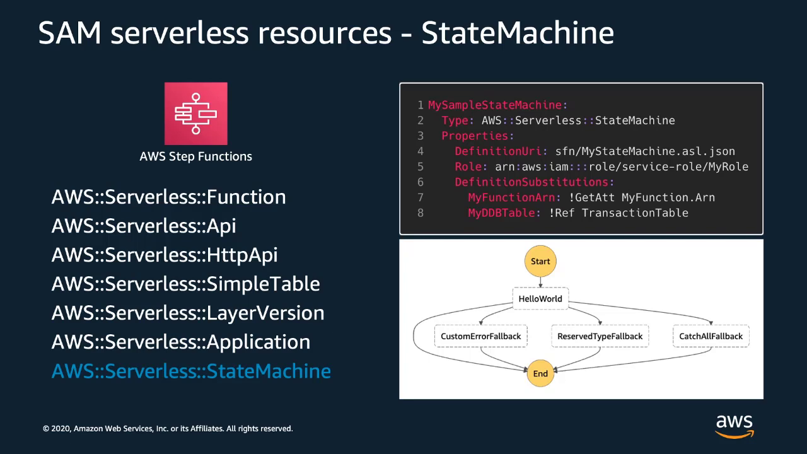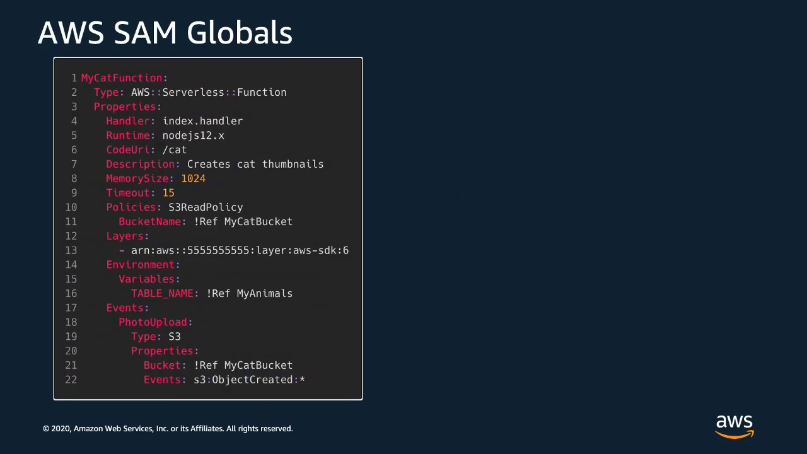So let's talk about another section of a SAM template, and that's the AWS SAM Globals. Now, this section is all about being efficient when you do your infrastructure as code. So I'm going to do an example here. Let's say I have a function. This is a Lambda function called myCat function. And I'm passing the information. I've got the handler, the runtime, the code URI, the description, the memory size, and on and on and on, right? Okay, that's great.